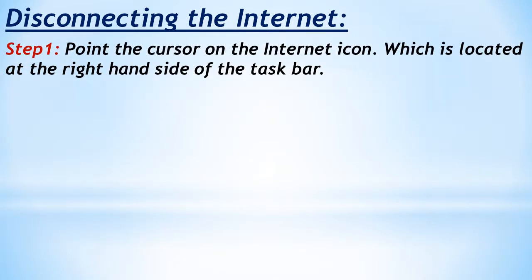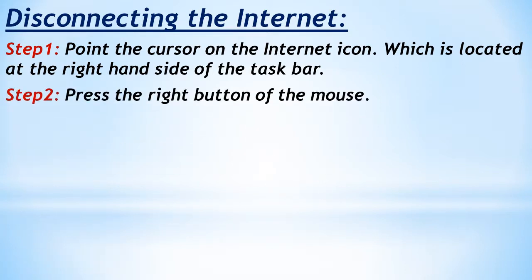Step 1, point the cursor on the internet icon which is located at the right hand side of the taskbar. First, you need to take the mouse pointer on the internet icon. The internet icon will be on the right side of the taskbar. The taskbar will be located on the down side, right? On that taskbar, right side, the internet icon will be there. You need to take the cursor on that internet icon.